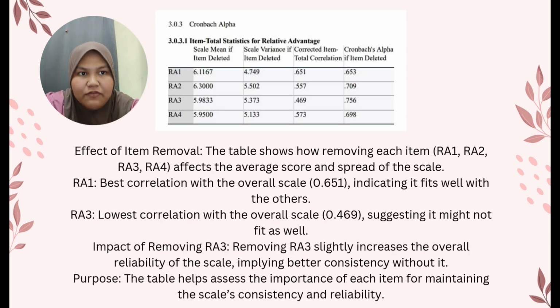For the item-total statistics for relative advantage, the effect of item removal, the table shows how removing each item, RA1, RA2, RA3, and RA4, affects the average score and spread of the scale. RA1 has the best correlation with the overall scale at 0.651, indicating it fits well with the others. RA3 has the lowest correlation with the overall scale at 0.469, suggesting it might not fit well. Removing RA3 slightly increases the overall reliability of the scale, implying better consistency without it. The purpose is that the table helps assess the importance of each item for maintaining the scale's consistency and reliability.